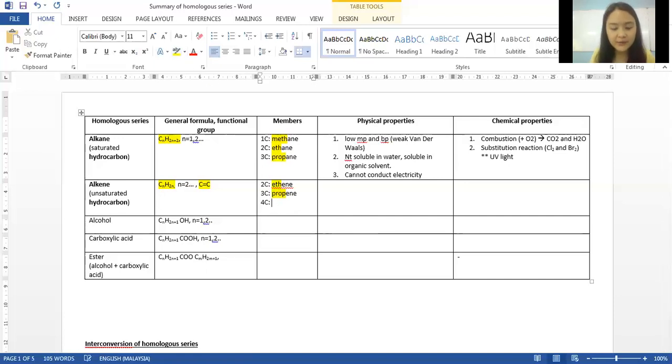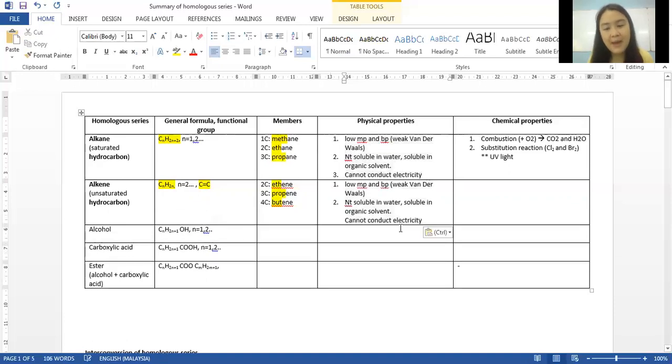Next, the next member has 4 carbon. So those with 4 carbon, the name will start with but, and it ends with in. Okay, so that is so on and so forth. Now next, how about the physical and chemical properties of alkene? Basically, alkene, just like alkane, is only made of carbon and hydrogen. Therefore, it will have the same physical properties as members of alkane. So the physical properties for members of alkane and members of alkene will be the same.